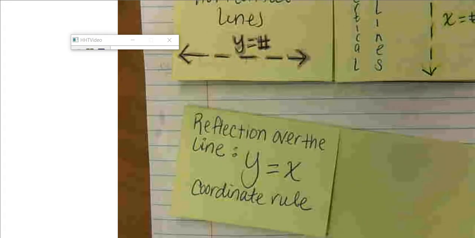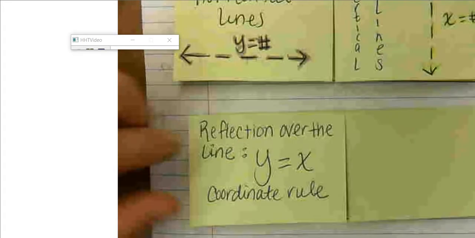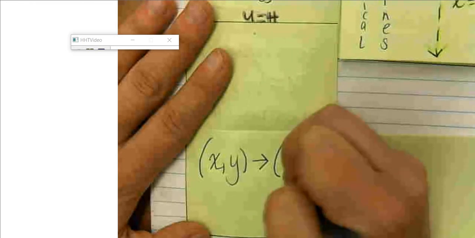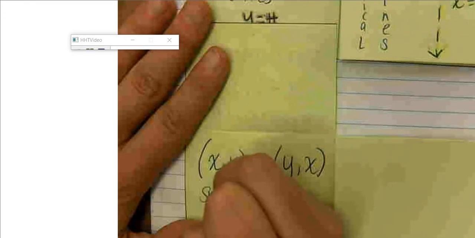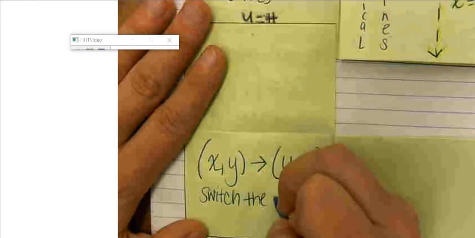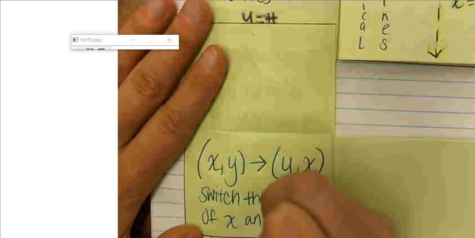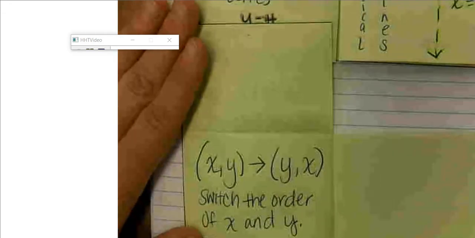That we're going to be identifying. So the coordinate rule is, if I were to draw, it would be this. So our coordinate rule, I'm going to write down right here, is going to be our x, y, our ordered pairs, change into simply y comma x. So essentially you're going to switch the order of x and y. And that is your rule that you will follow.